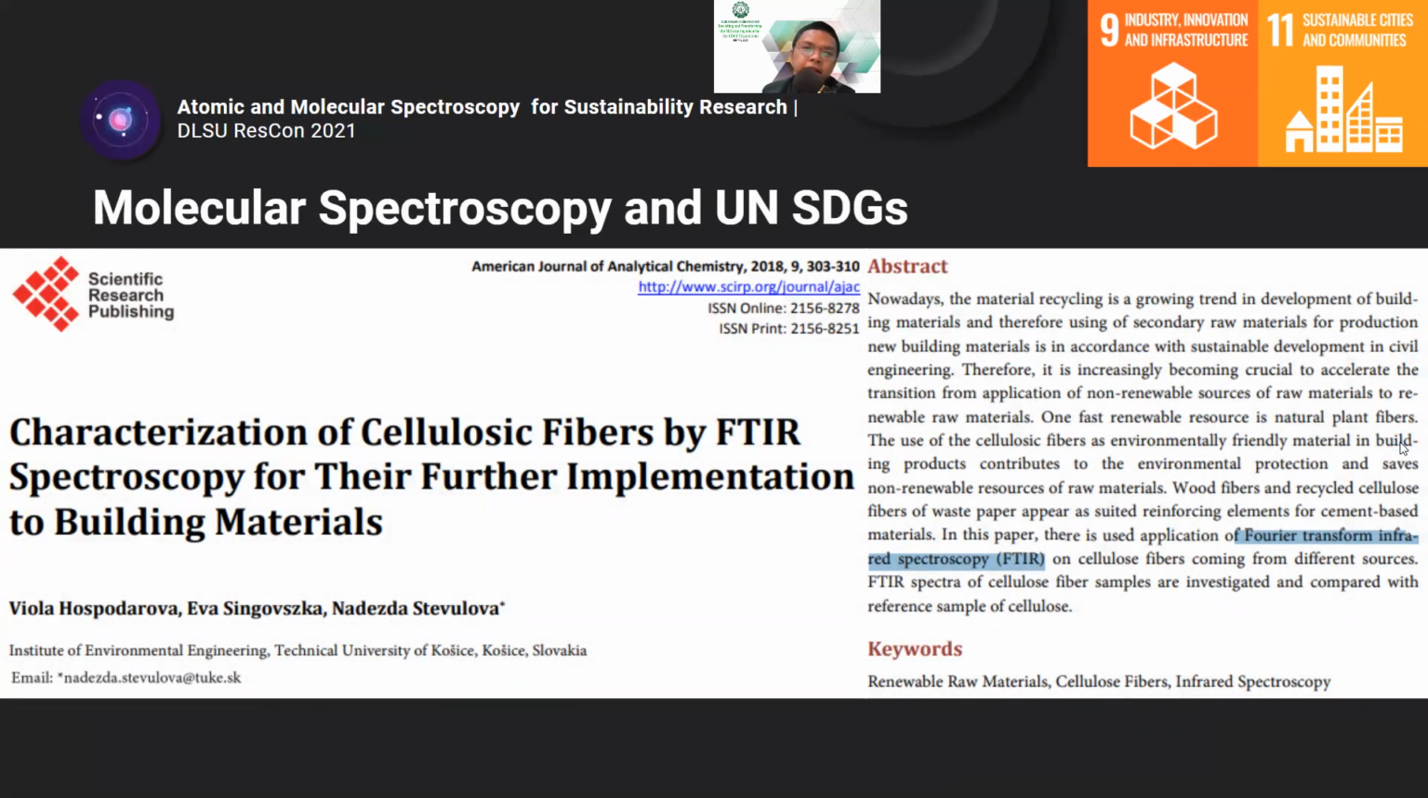So medyo malaliw tayo ng konti. We have industry innovation infrastructure and SDG 11 sustainable cities and communities. Here the study was focused on cellulosic fibers, and these were assessed for quality by FTIR spectroscopy. So you can also use FTIR for engineering and infrastructure related studies.